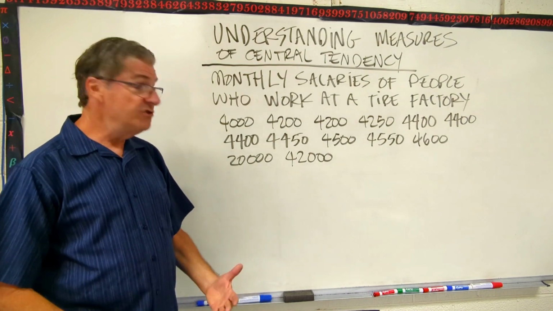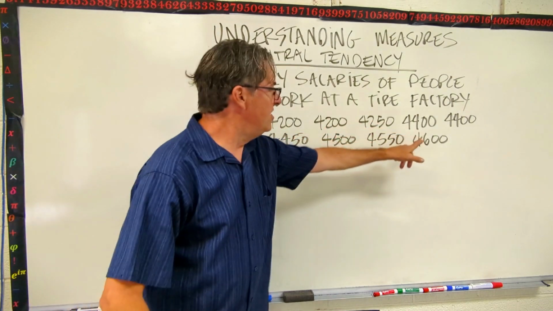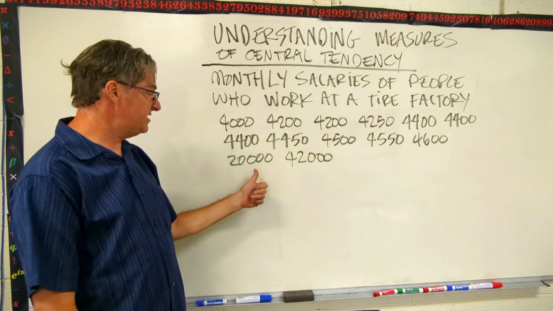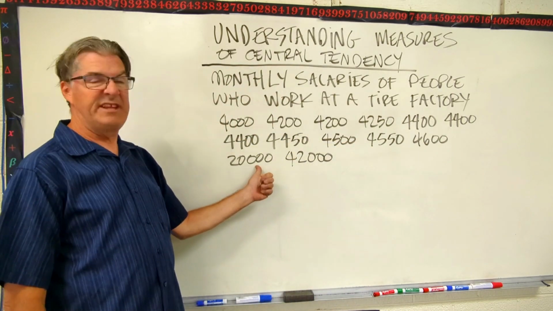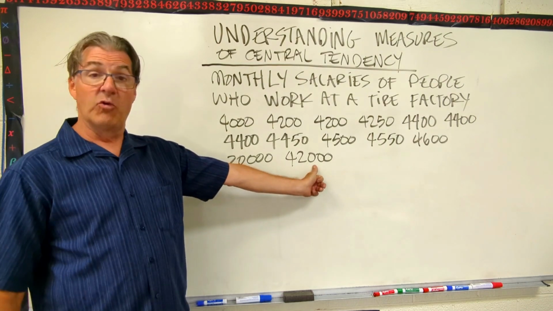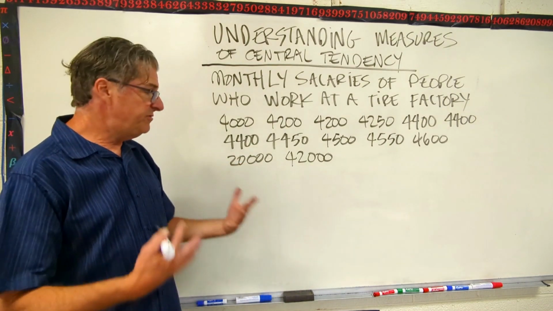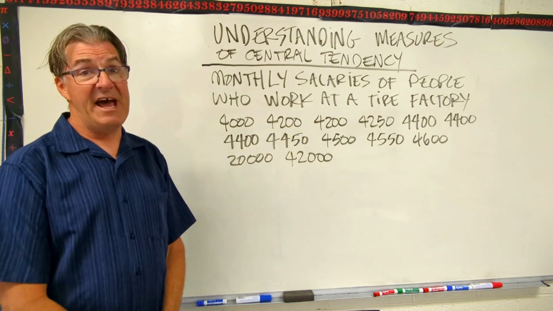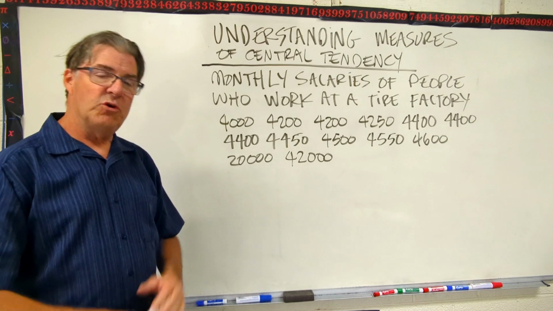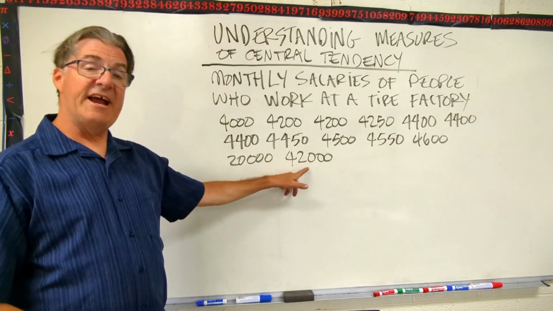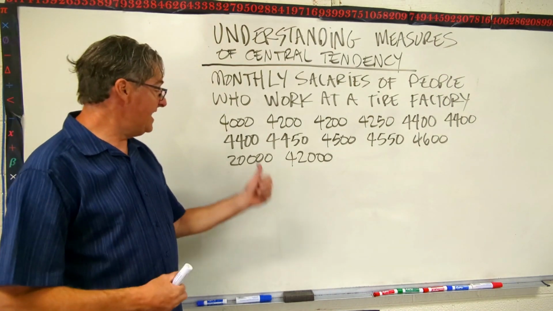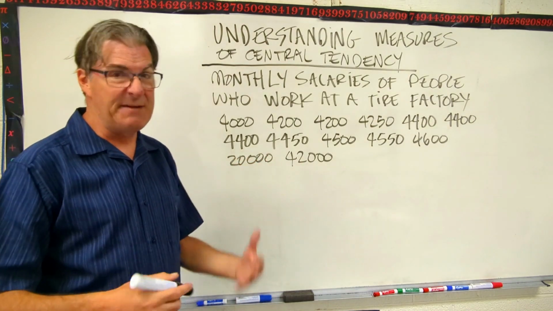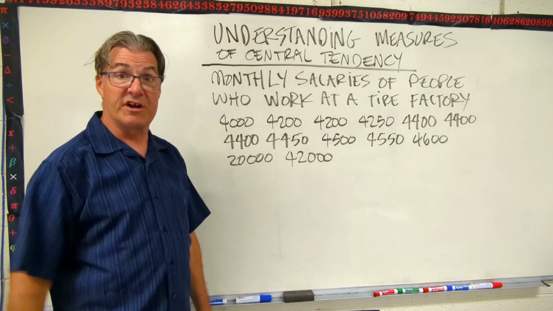Okay, now, if you noticed that all of these are between $4,000 and $4,600, except I have 2 monthly salaries that are like super high. Here's one that's $20,000. And here's one that's $42,000. So those pieces of data don't quite fit with the rest of the data that we have here. Now, I want to ask you a question. Do you think these are errors? Could someone have added a 0 to these numbers when they collected the data just by mistake? Maybe they just had a little spasm and wrote another 0.